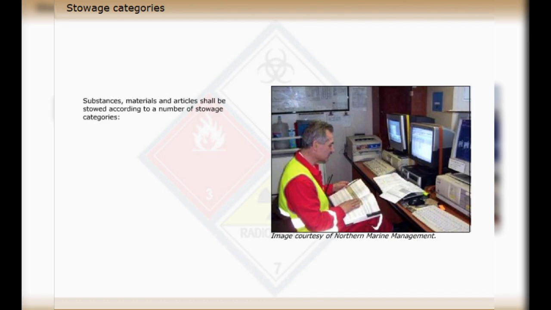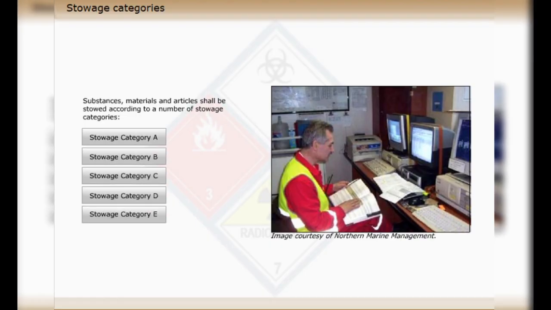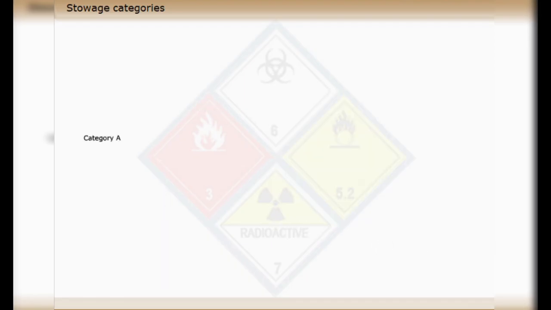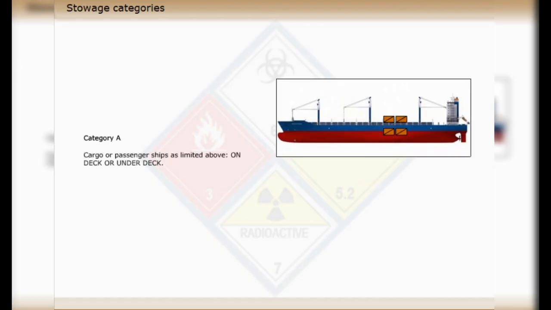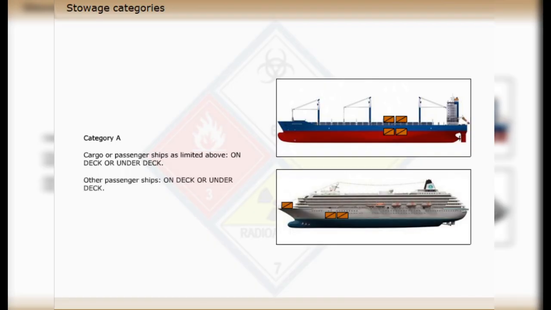Substances, materials, and articles shall be stowed according to a number of stowage categories. These are as follows. Click the categories for more information. Category A. Cargo or passenger ships as limited above, on deck or under deck. Other passenger ships, on deck or under deck.